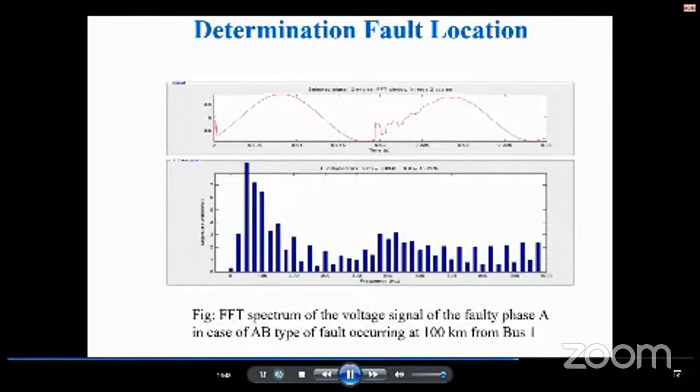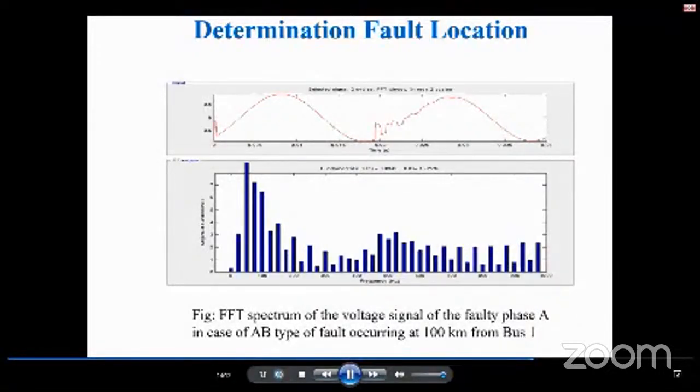Now for the fault classification, we have successfully classified all the kinds of faults with 100% accuracy. But as it is seen, all the values of Cf max that were obtained do not change much with respect to fault location. So we had to shift to another signal processing technique.